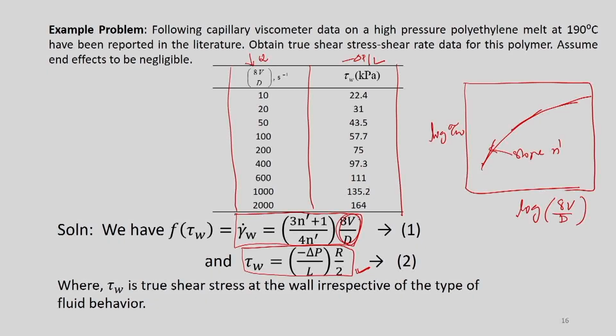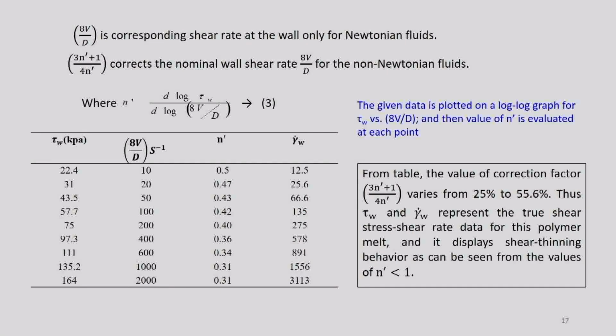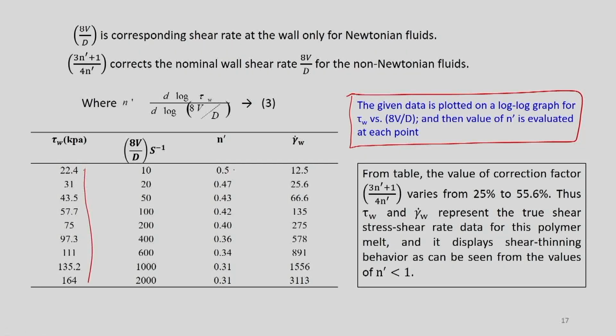If the slope n prime is coming close to 1, or equal to 1, then the correction is equal to 1. So, whatever the 8V by D information is given, that is the true shear rate only, and you do not need to do any correction. But now let us see in this case what is the value of n prime for each value of tau W. As I showed before, on a log graph you plot log tau W versus log 8V by D, and then get the n prime value at each point.